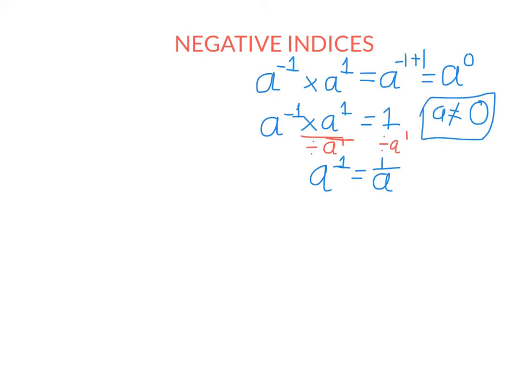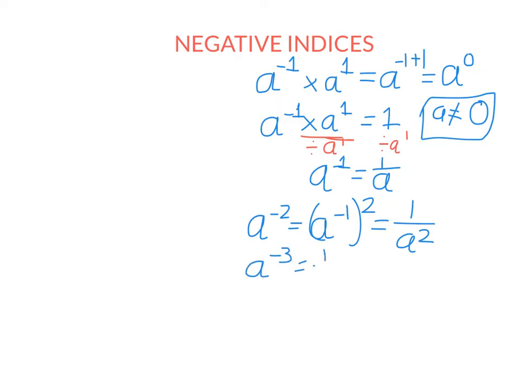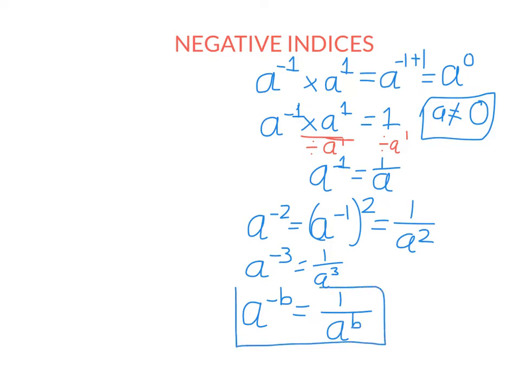So how would I do something like a to the power of -2? Well, by the power of a power law, that's just a to the power of -1, squared. So it would be 1 over a squared. Similarly, a to the power of -3 is 1 on a cubed. So hopefully you are seeing a pattern. When you have a negative power, so something to the power of a negative number, you can just put it on the bottom of the fraction, but write it with a positive power. So this is the general rule for negative indices: a to the power of -b equals 1 over a to the power of b.